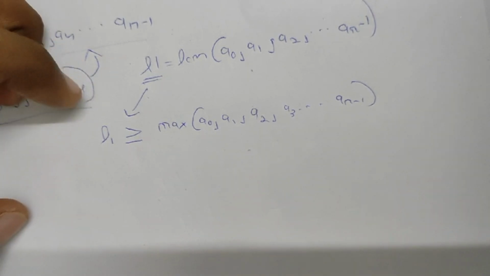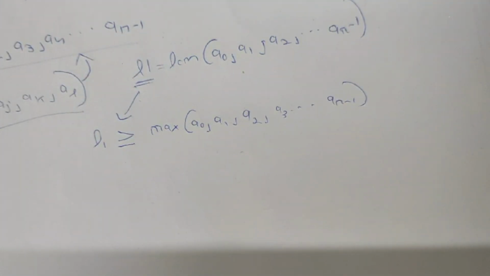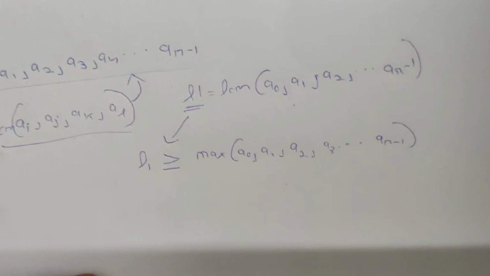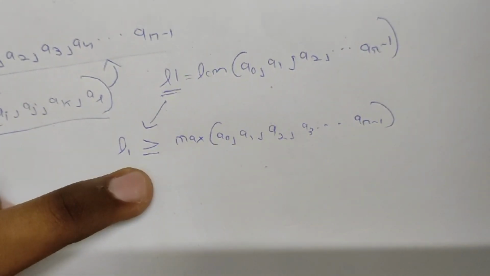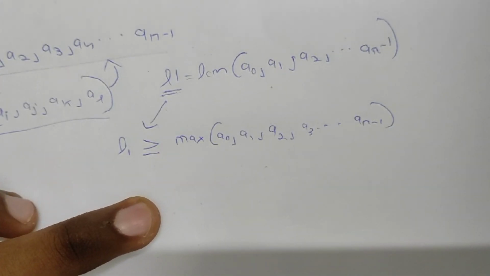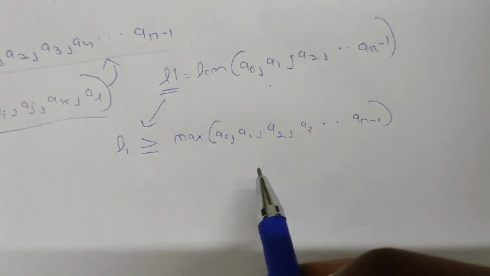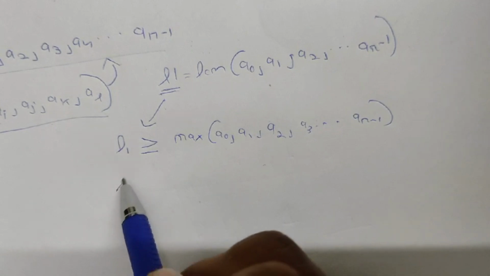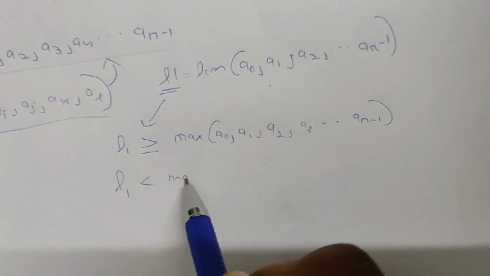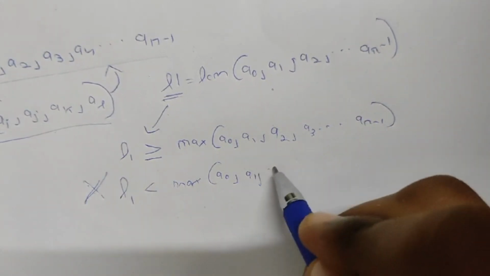When it's greater than the maximum of all the values in the original array, the condition of taking the entire array as a subsequence is satisfied. But if L1 is equal to the maximum of all the elements in the array, we can't take the entire array as a subsequence. Now you may ask, why can't L1 be less than the maximum of all the elements present in the array?